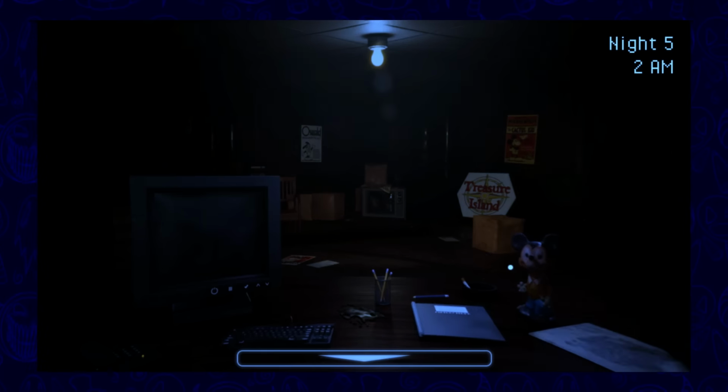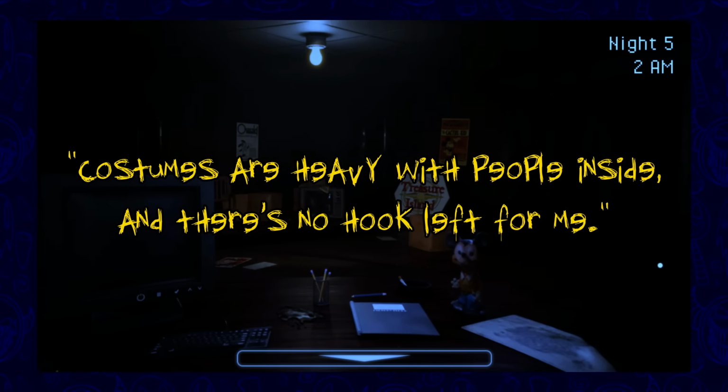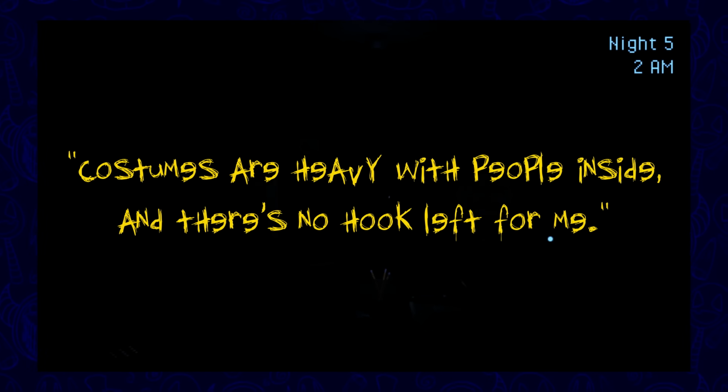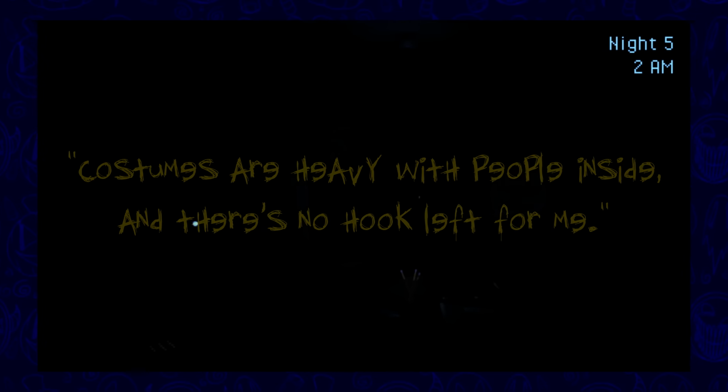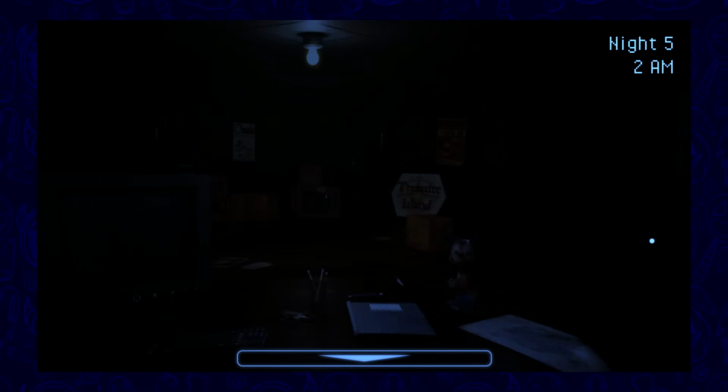In Room Zero, it is explicitly stated that if someone had experienced a fatal stroke or a heart attack, any actors who were present when this happened were forced to sit alongside the body, taking photos with it and acting like everything is okay. Now compare that to what we see photonegative Mickey doing in a few suggestions. At the end of the story, we see it explicitly state through one of these suggestion cards, "Costumes are heavy with people inside, and there's no hook left for me." Which implies that it had begun killing entertainers while they were still in costume, hanging their corpses on hooks.